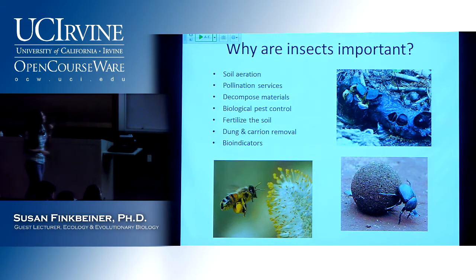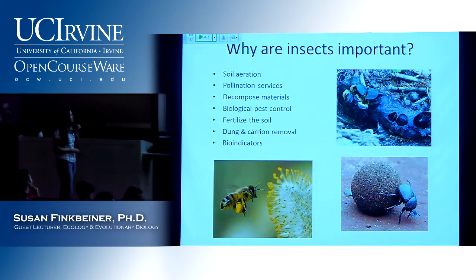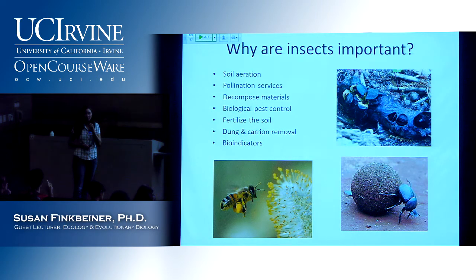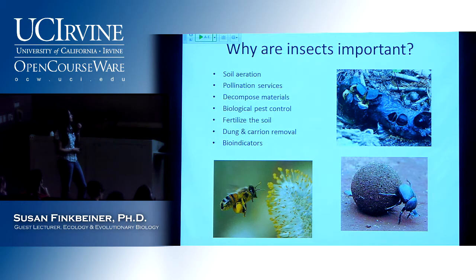Before I finish up with the insect part of the talk, there are several reasons why insects are important. The first is that they aid in soil aeration. They dig a lot of tunnels in the ground and help move around the soil. They also provide pollination services. Here's a bee pollinating a flower.